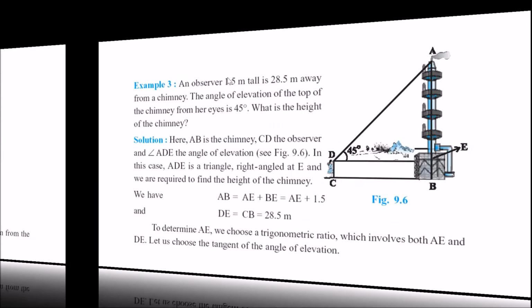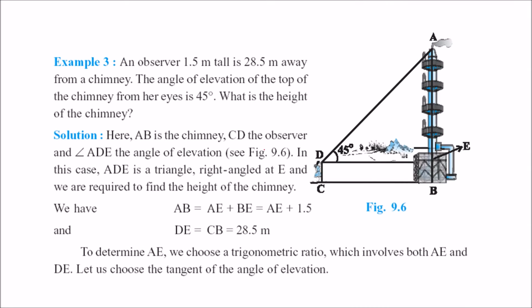Another question is, an observer is here, and this observer is 1.5 meter tall. Now it is away from the chimney. The angle of elevation of top of the chimney from her eyes, from here, is 45 degrees. What is the height of the chimney? So this is the complete height of the chimney from here to here. This is 1.5. Let us take it as h.